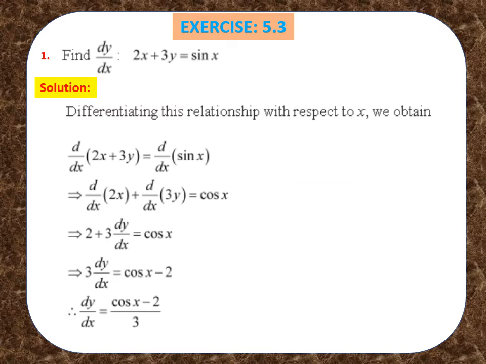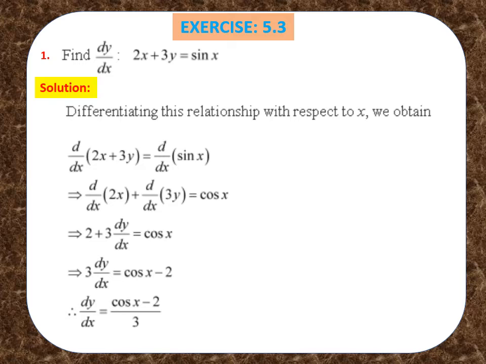Now let us start with exercise 5.3. First one is: find dy upon dx for 2x plus 3y equals sin x. Now there are two ways, as I mentioned: either find the value of y then differentiate, or directly differentiate, then by simplifying the equation find the value of dy upon dx.